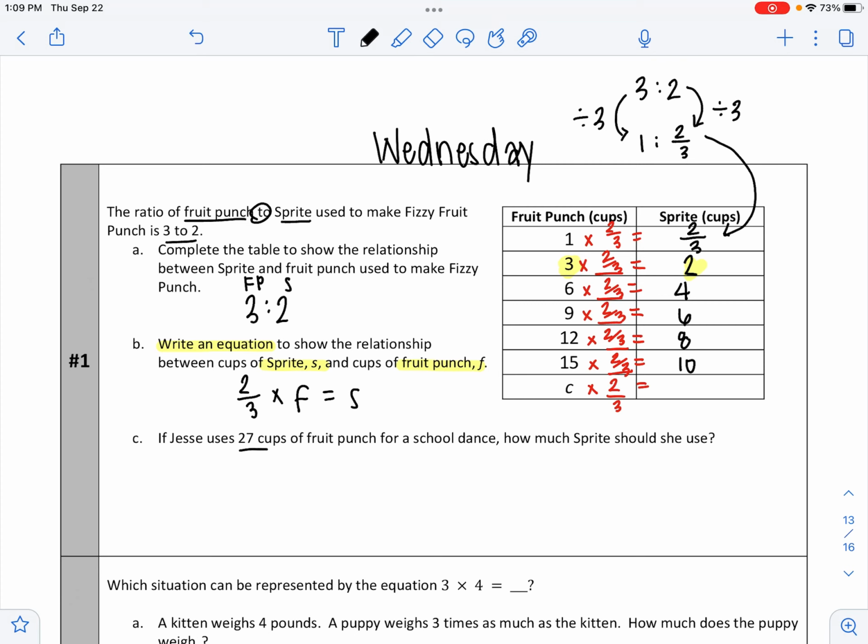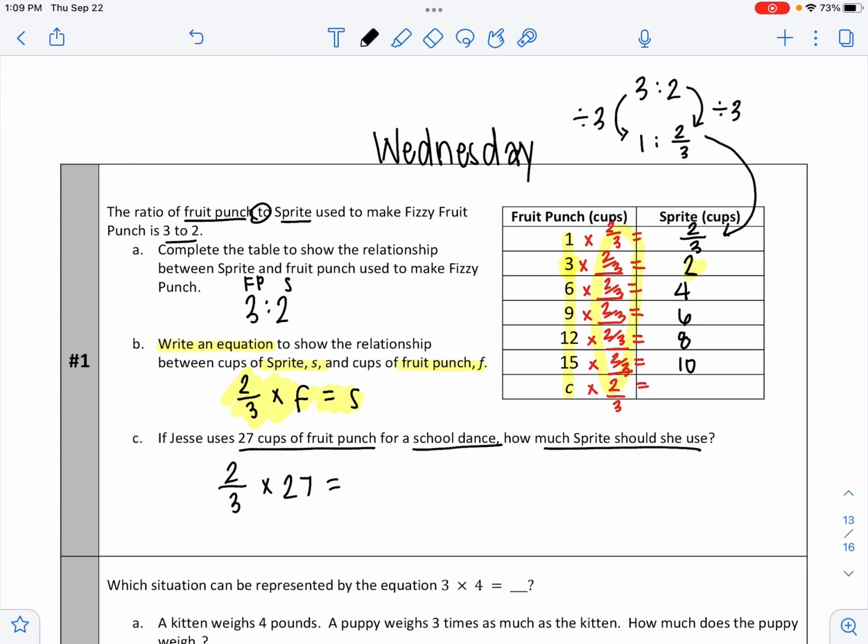If Jessie uses 27 cups of fruit punch for a school dance, how much Sprite should she use? We know from our equation 2/3 times F equals S, which again, I got from the table, multiplying all the fruit punches times 2/3 to get the amount of Sprite, that we can always multiply 2/3 times the amount of fruit punch. In this case, it's 27.